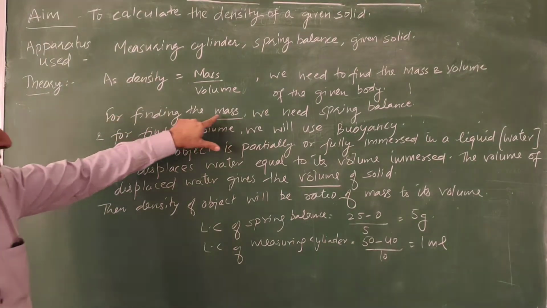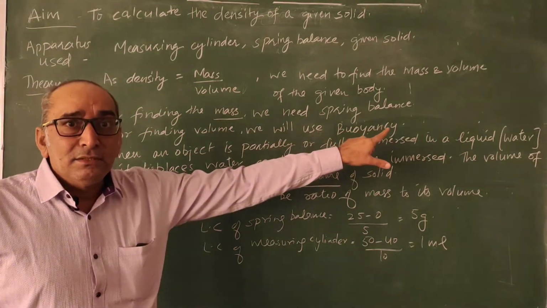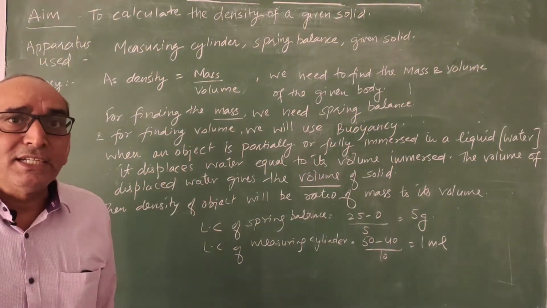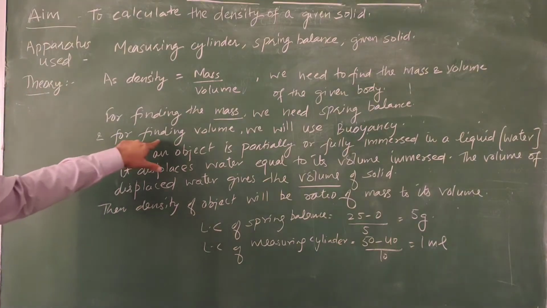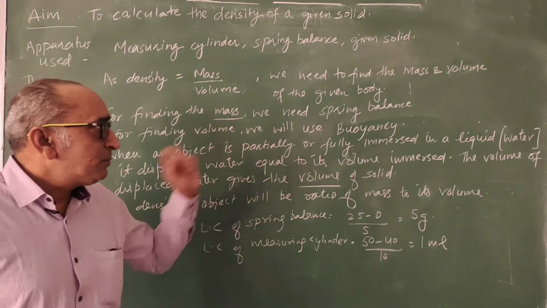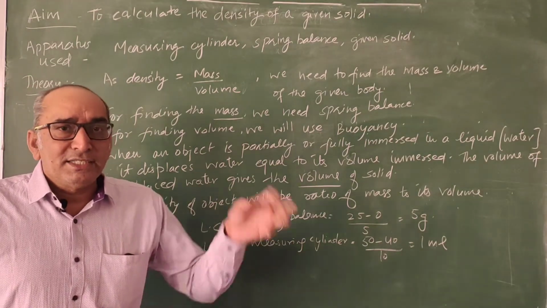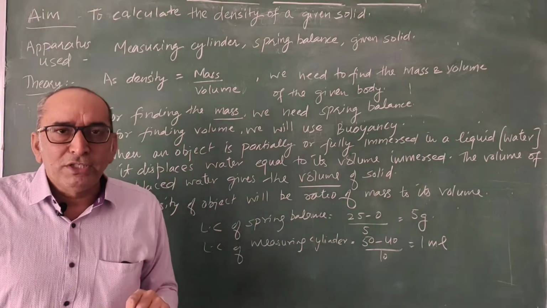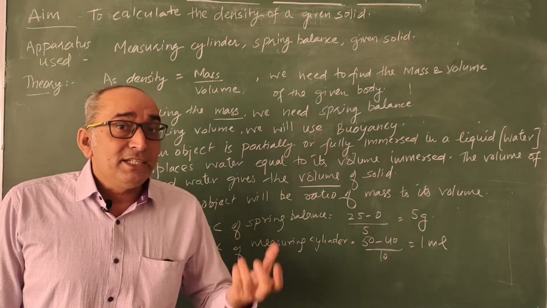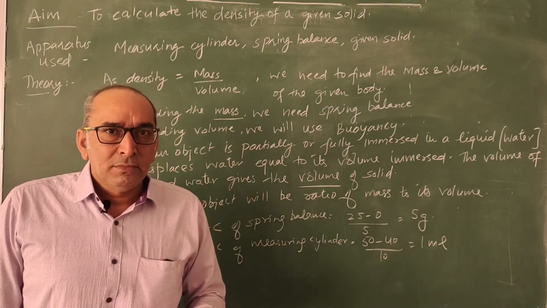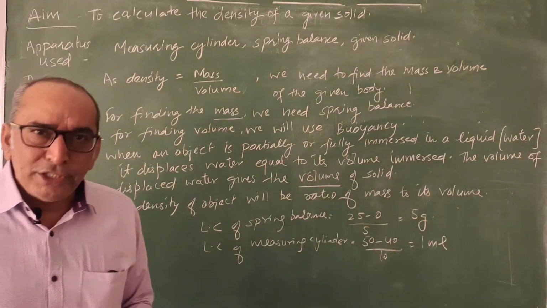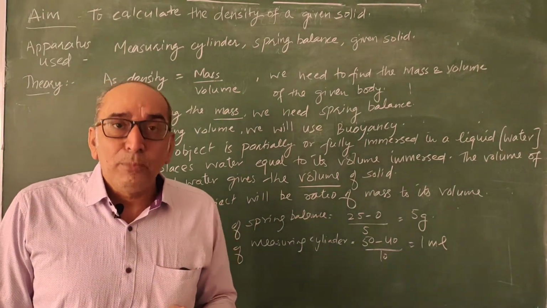For finding the mass, we need the spring balance. Just as I showed you, get the spring balance, how it measures in grams. And for finding volume, we will use the buoyancy method. What was buoyancy? When any object is immersed in a liquid, it displaces liquid equal to its volume and experiences an upthrust. That upthrust is called buoyant force and the phenomenon is called buoyancy.